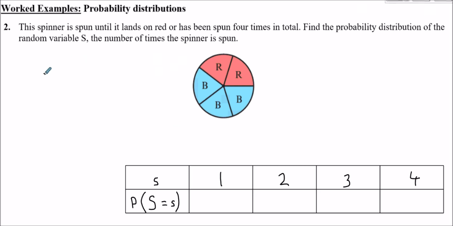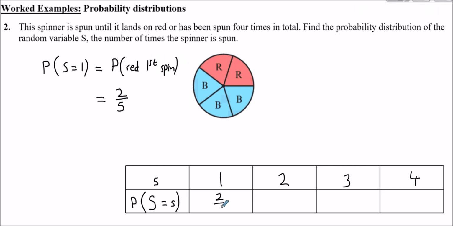And so what's the probability that it be just 1 spin? So it keeps spinning until it lands on red. So the probability that we have just 1 spin is the probability of red on the first spin. And as you can see here, if we've got 2 out of 5 sections that are red, that's going to be 2/5. So the first one is just 2/5, so we can fill this in nice and easy.